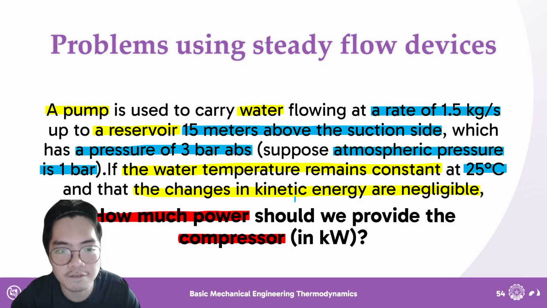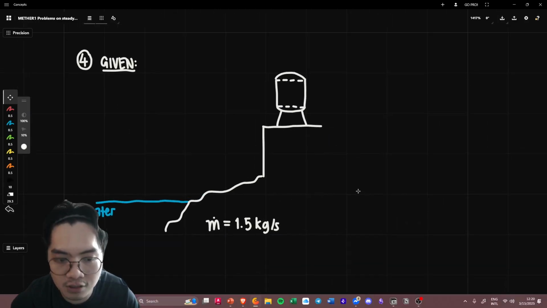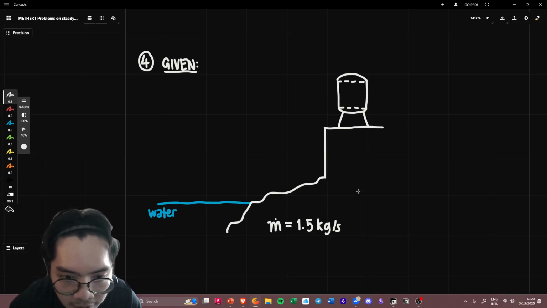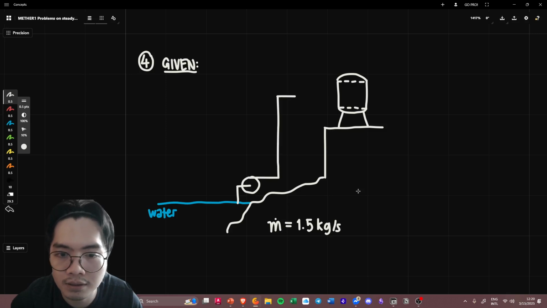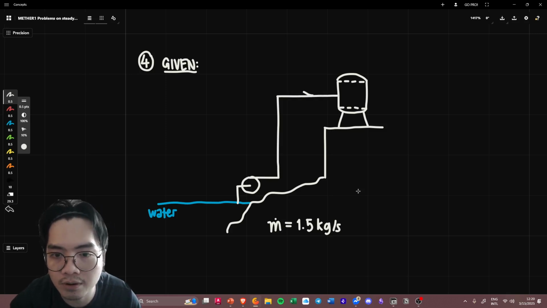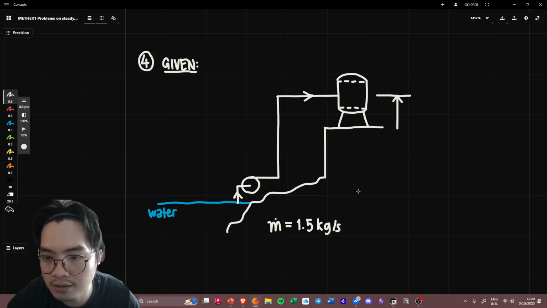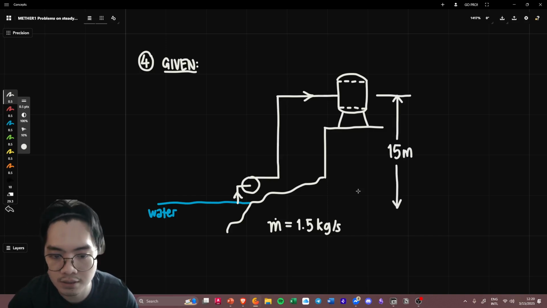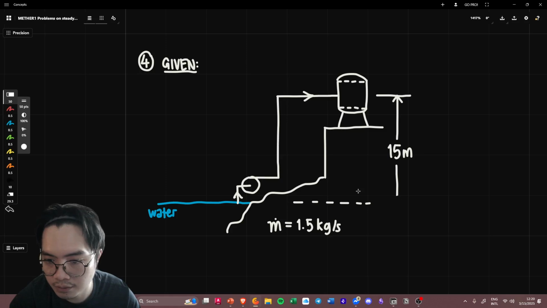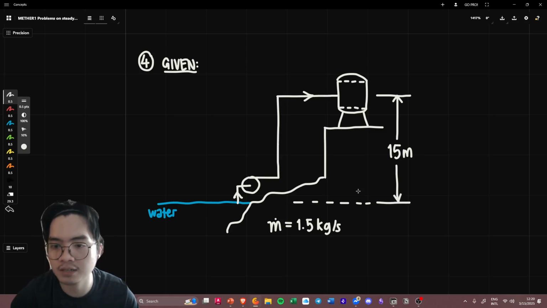And then a reservoir 15 meters above the suction side. Let's say here's the pump, and the suction side is coming in from here, and the discharge side is coming from above. This is our discharge and this is our suction. Let's just say their difference is 15 meters.